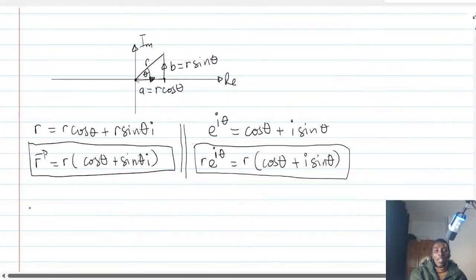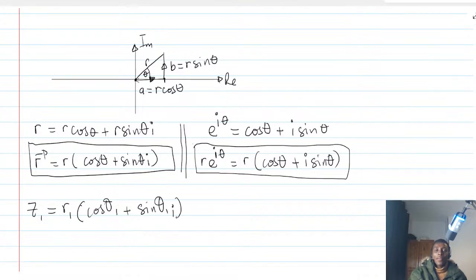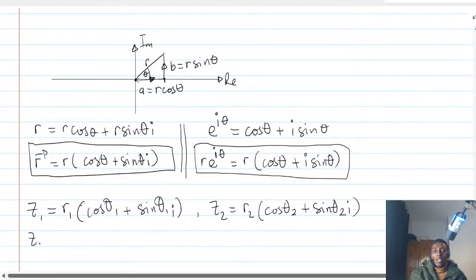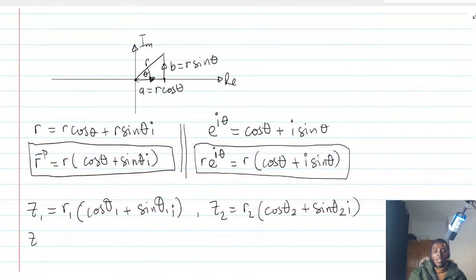So let's say I have a complex number, no, let me do it Z1, which is R1 into bracket cos theta 1 plus sine theta 1 I. And then also I have another complex number, which is R2 into bracket cos theta 2 plus sine theta 2 I. Then if I want to actually multiply Z1 by Z2, then what is going to happen?